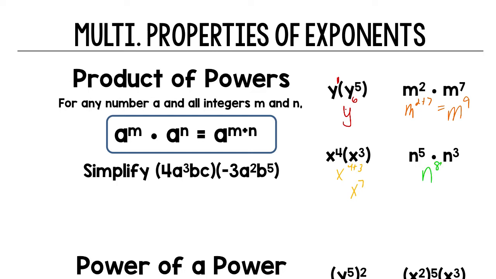So we look at this big, hairy expression here. Simplify 4a cubed bc times negative 3a squared b to the 5th. It's not nearly as awful as it looks. We multiply 4 times negative 3. That's negative 12. We multiply a cubed times a squared. That's a, 3 plus 2, is a to the 5th. B times b to the 5th is 1 plus 5, b to the 6th. And then c stands alone. So that's the product of powers.